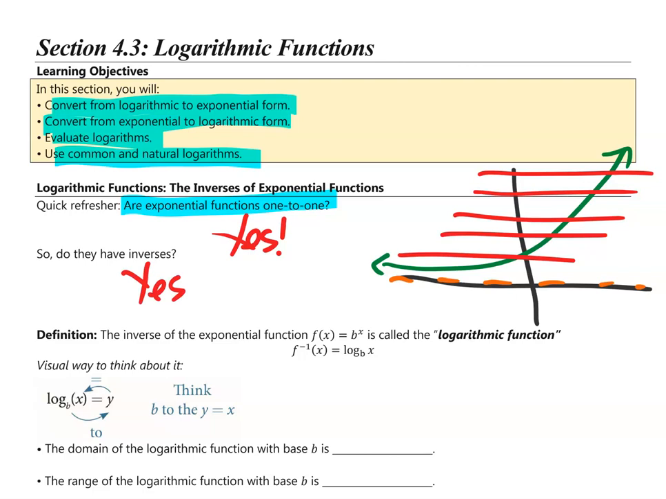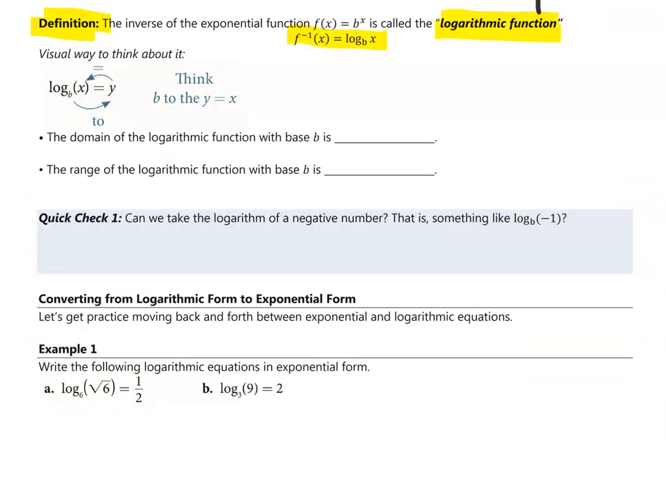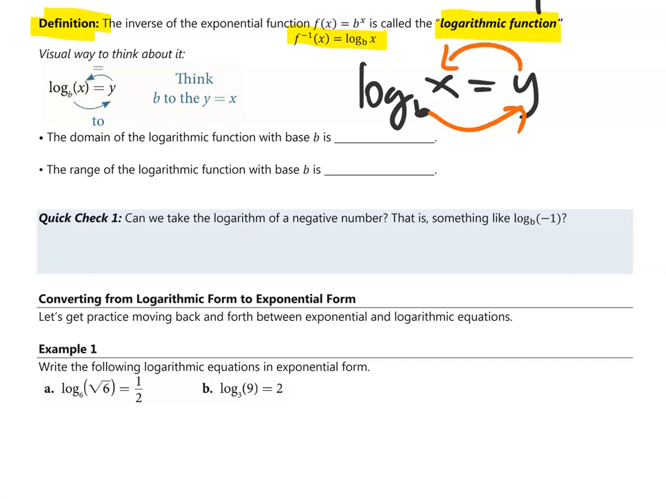And the inverse of the exponential function is what you call the logarithmic function. That is log base b of x. A visual way to think about it: log base b of x is equal to y, so think b raised to y, b to the y is equal to x. So that base b here is the base of your exponential.